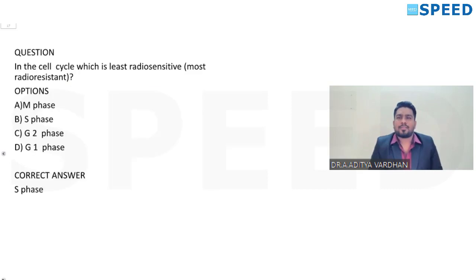Okay, now let's get to the next question. This question I have discussed numerous times with you. Here what they have done is, they have gone to the biochemistry level, at the level of the cell cycle, and they have asked you which phase of the cell cycle is least radiosensitive. Okay, let's look at the question. In the cell cycle, which is least radiosensitive? Okay, now for your purpose I will add here. Look at it.